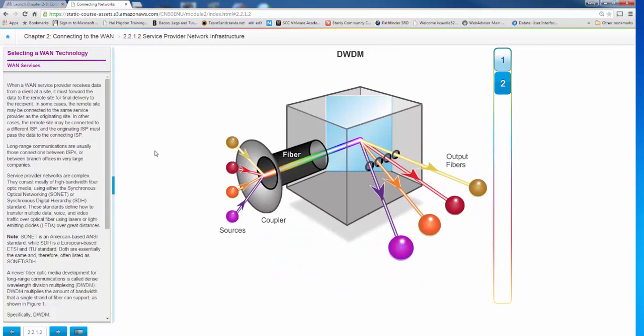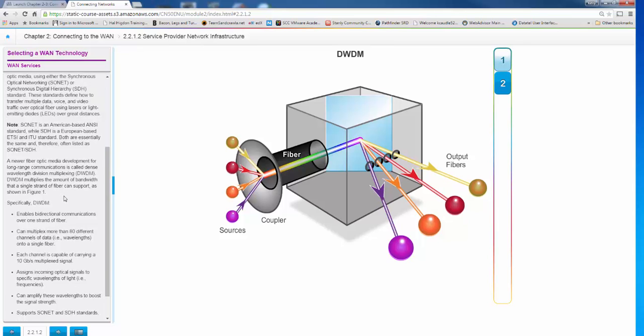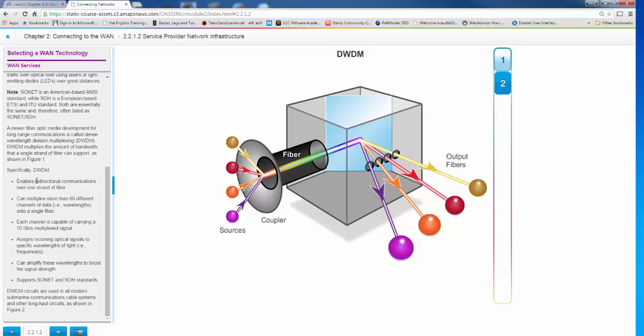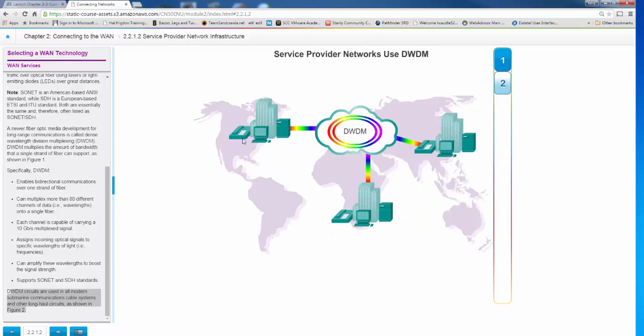Now this is something that's in use, fairly new. For the longest time we used synchronous optical networking or synchronous digital hierarchy, SONET and SDH, where SONET is the US standard for the service provider back-end networks, and SDH is the European version, which they're pretty much the same. But we also have dense wave division multiplexing, which is a new way to enable bidirectional communication over a fiber, multiplexing over 80 different channels onto a single fiber strand, and allowing each channel to carry 10 gigabits per second of data. So it's basically used in modern submarine cable systems and long haul circuits. These connections between continents are starting to use DWDM instead of SONET and SDH.